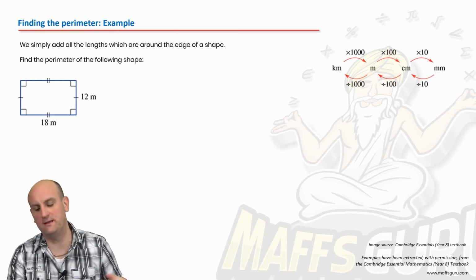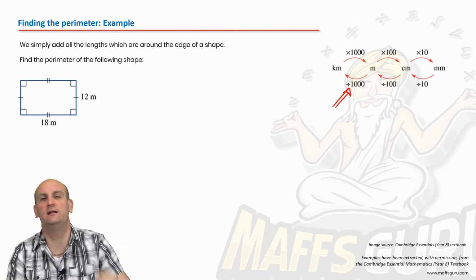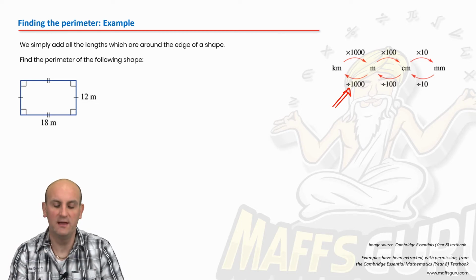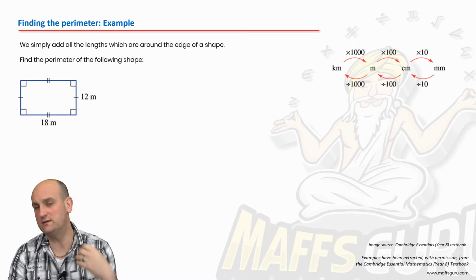So finding the perimeter, a basic example. Now, one of the things I've done here is, thank you very much, Cambridge, I have extracted little bits of their textbook and their examples to help us. And there is a conversion for units, right? Knowing this type of stuff is really important.